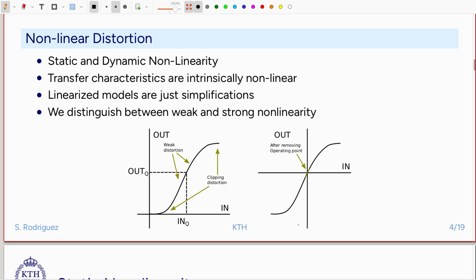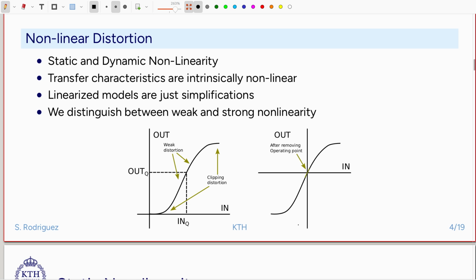Then the dynamic nonlinearity is related to nonlinearity produced by components that have memory, for instance capacitors, which, as we have also studied before, in many cases are nonlinear. The intrinsic capacitors in a transistor depend on the inversion coefficient, and so they exhibit nonlinear behavior, and those need to be dealt with a little differently.